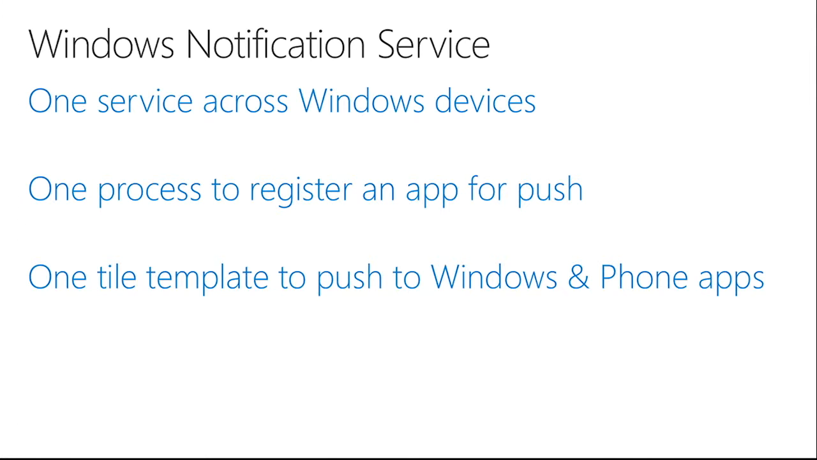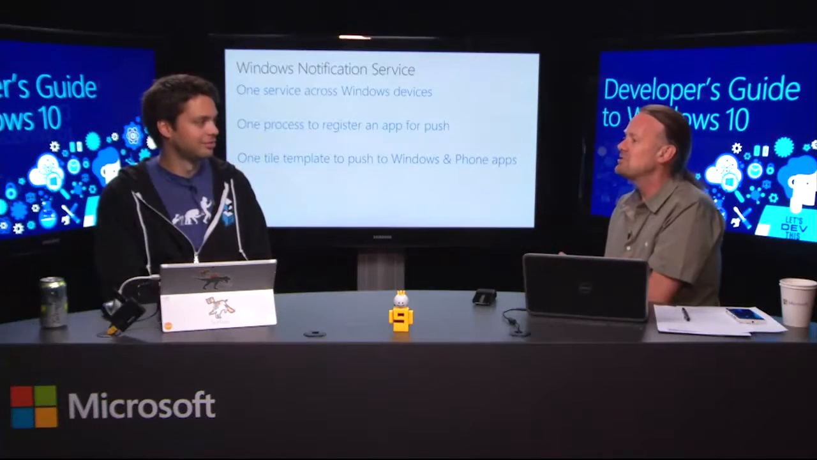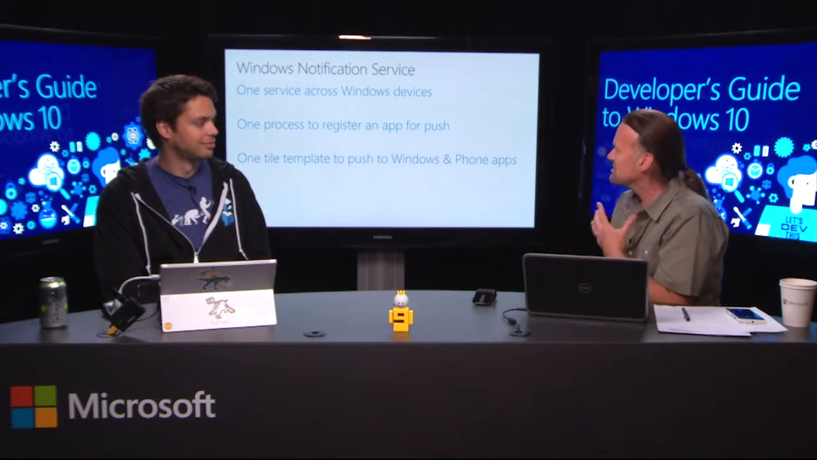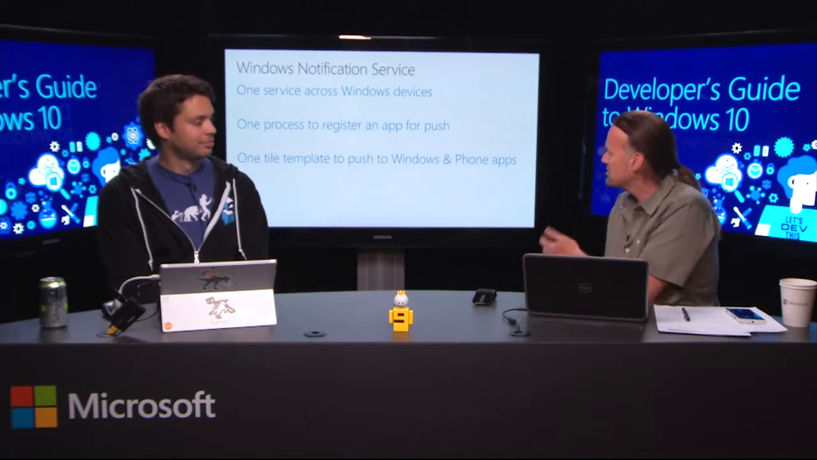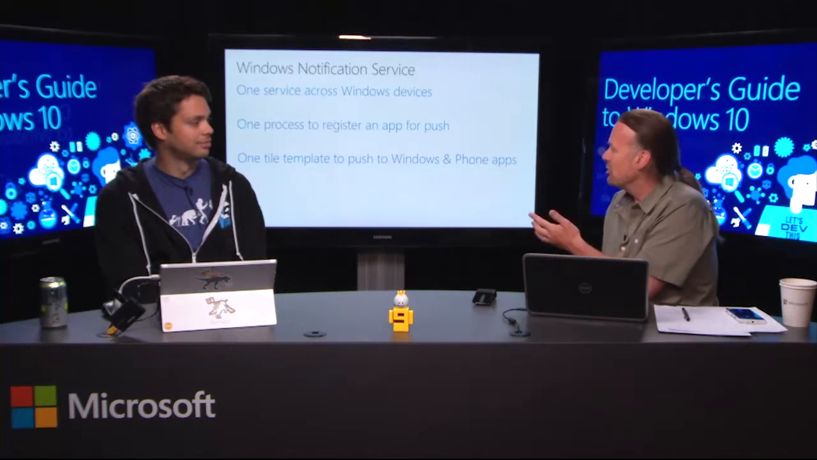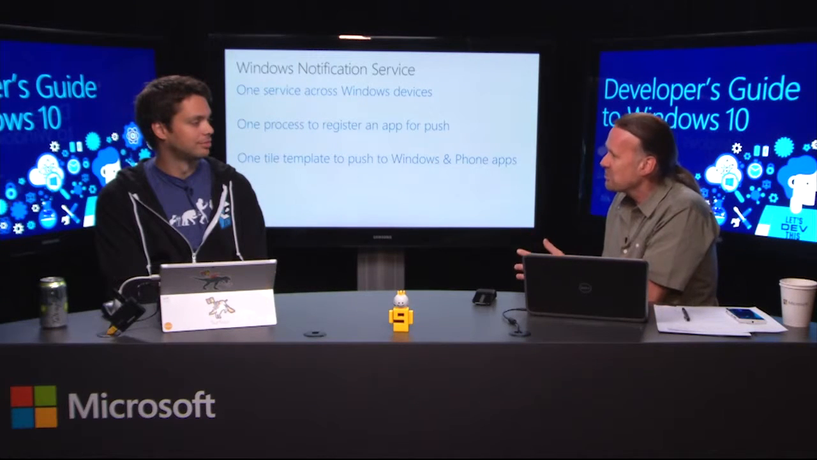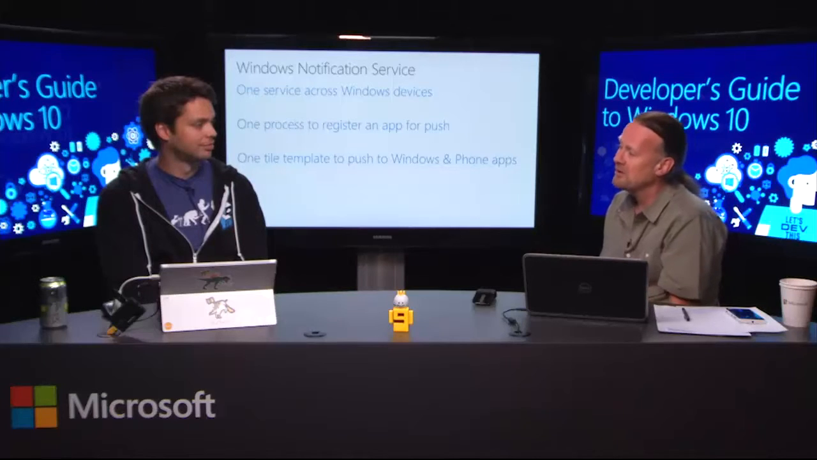And Windows Notification Service is this one service across all of UWP, all of Windows 10, in fact, all of Windows 10, Windows 8.1 devices are all using these Windows Notification Service cloud services. There's one way that you make that call to get that channel URI, one process to register an app for push. And we've kind of converged all the templates as well, so you can use obviously the legacy templates or the new adaptive template, and it's all the same across Windows and phone and everything else.